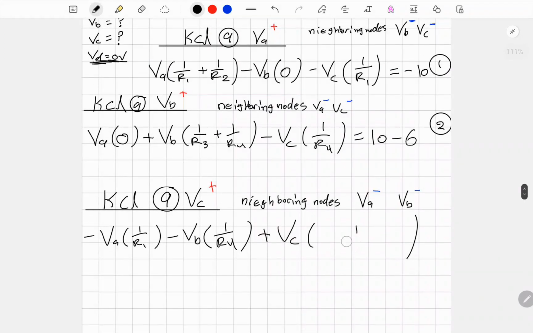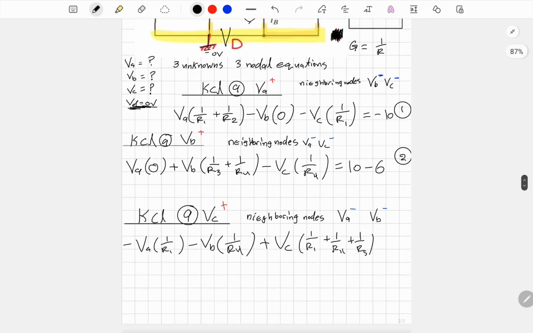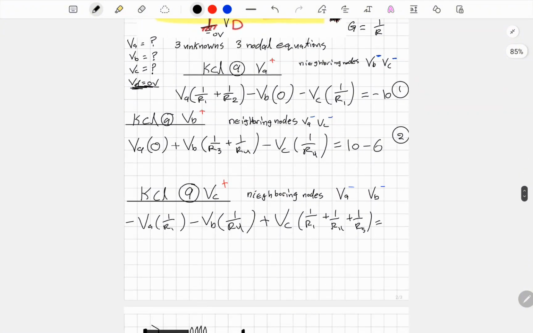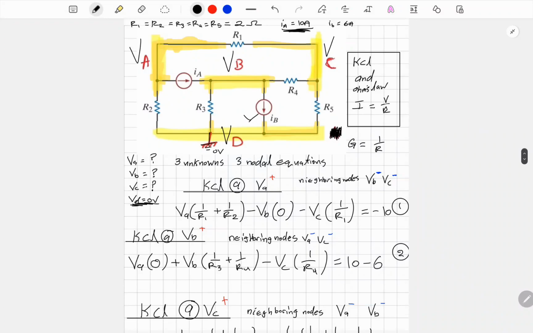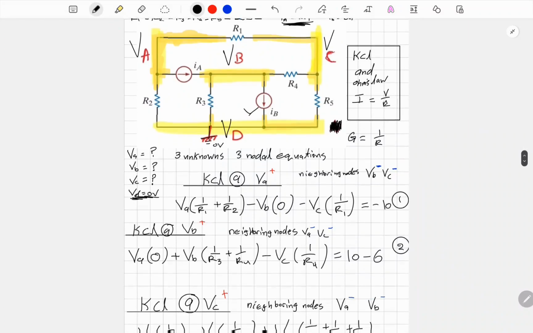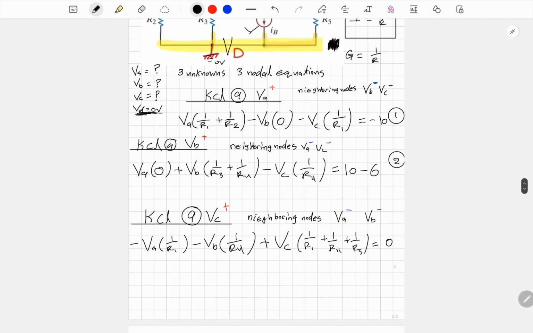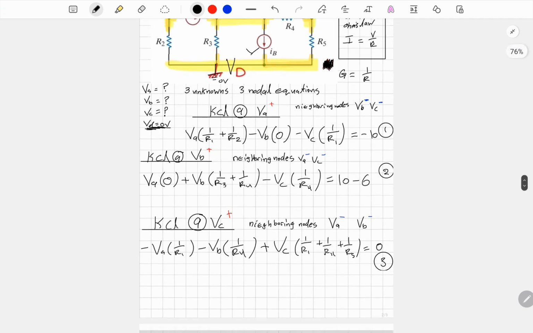I'm just going to write that again, but neatly, because there wasn't much space. 1 over R1 plus 1 over R4 plus 1 over R5. And that is equal to any current sources going in or out of the node. And current sources specifically, well, there is no current sources going in or out. So I'm going to write 0. And that's my equation 3. So those are all the nodal equations.